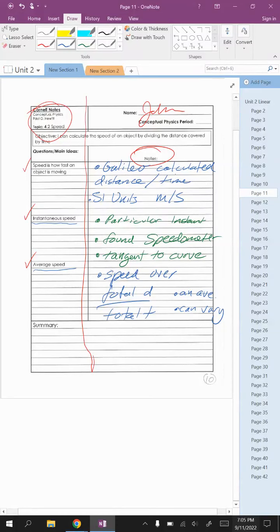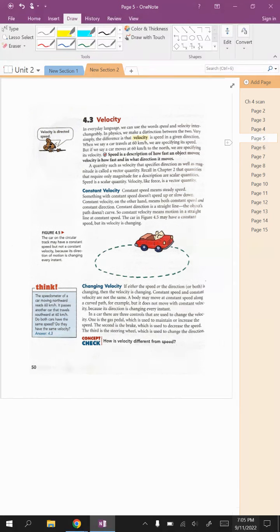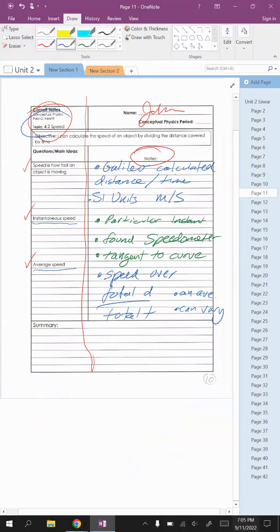And then down here in the summary, let's make sure we're done reading the section. Okay. That hits on velocity 4.3, so that's in a different type of notes. So just in these couple of pages with speed, I would say good little summary. Let me go ahead and erase that line because it bothers me. There.